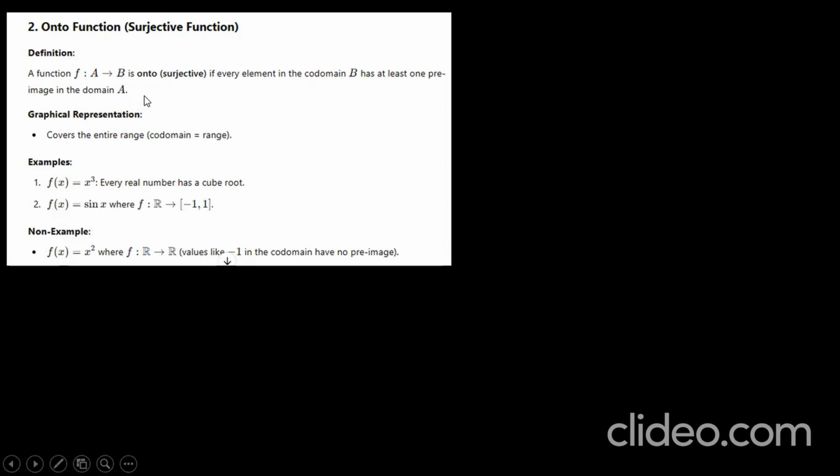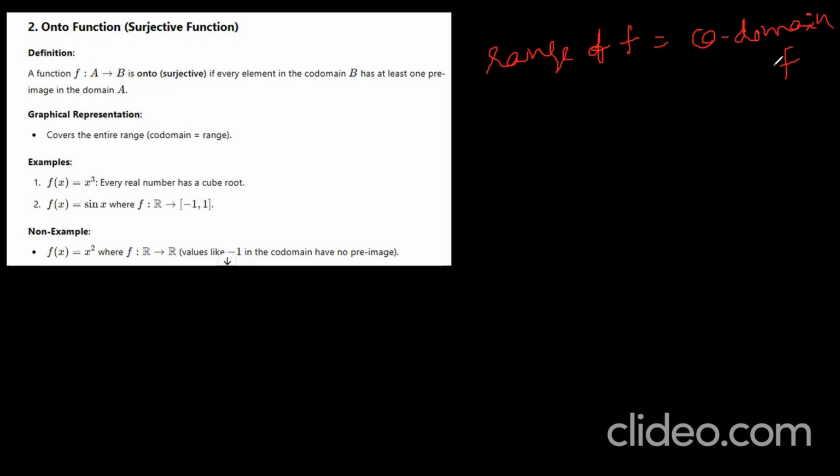In other words, you can say f maps A into B is called a surjection if the range of f is equal to the codomain of f. Can I say the range of f is equal to the codomain of f? Yes, is it correct? Definitely. Why is the codomain equal to the range? It is going to cover the entire range, right?